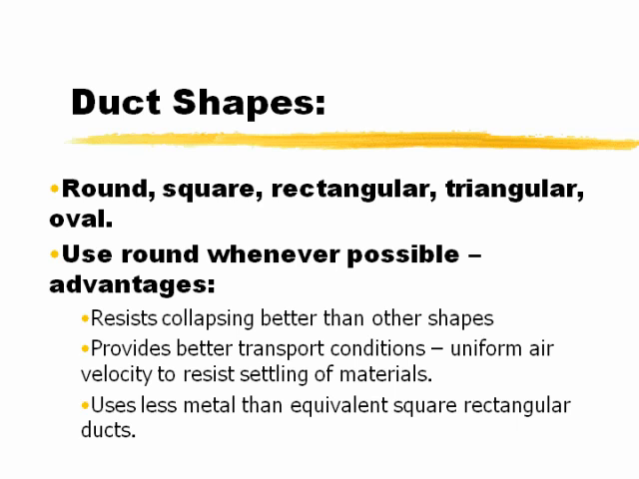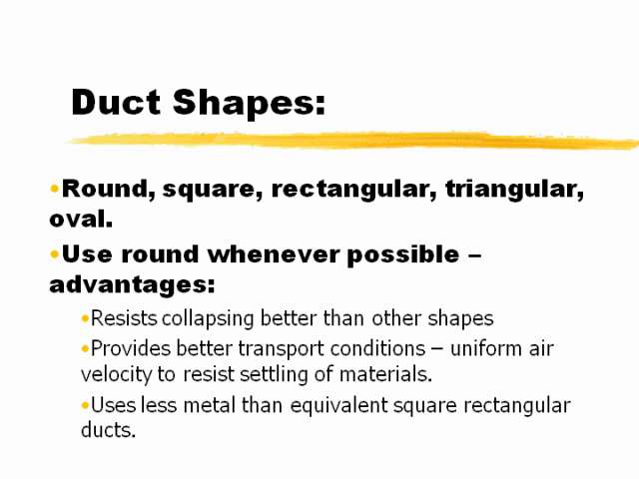Well, most of the time our ductwork will be round. Why round? Well, it resists collapsing better than other shapes. It provides better transport conditions. In other words, the velocity remains relatively uniform throughout that section of ductwork, and it resists settling of materials.